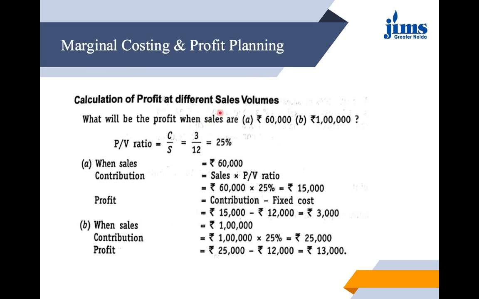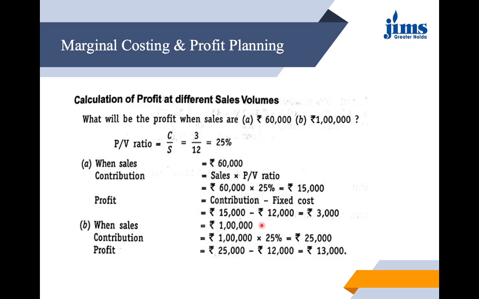Calculation of profit at different sales volume. What will be the profit when the sales are 60,000 or 1 lakh? So let us see. Contribution upon the sales, 25% remains the same. When sales is 60,000, the contribution would be 25% of 60,000, that is 15,000. So profit can be calculated as contribution minus the fixed cost, it is 3,000.